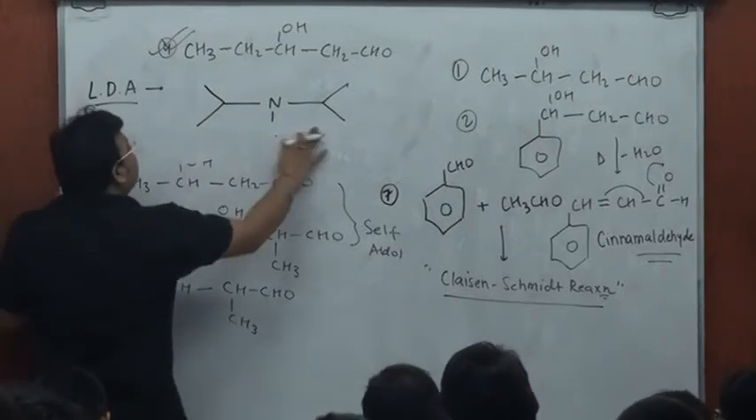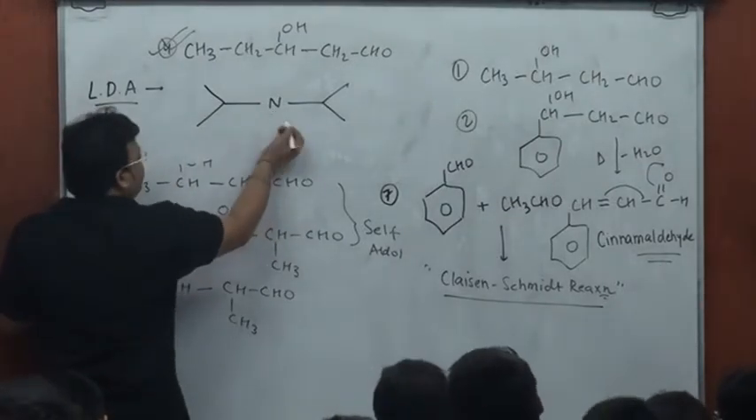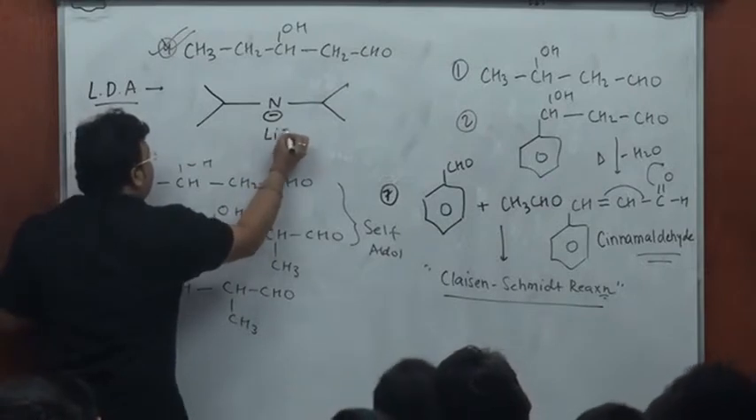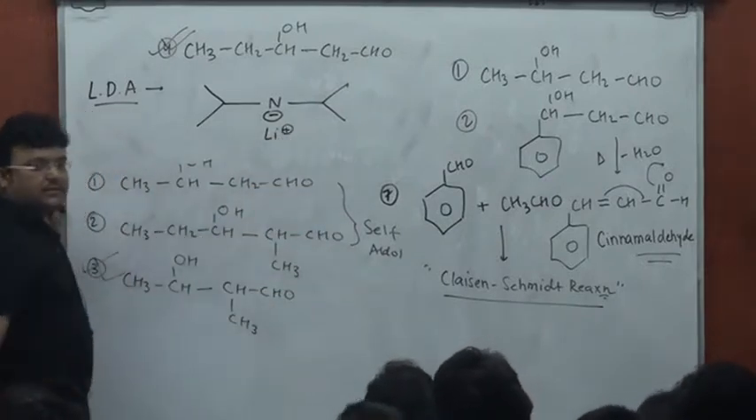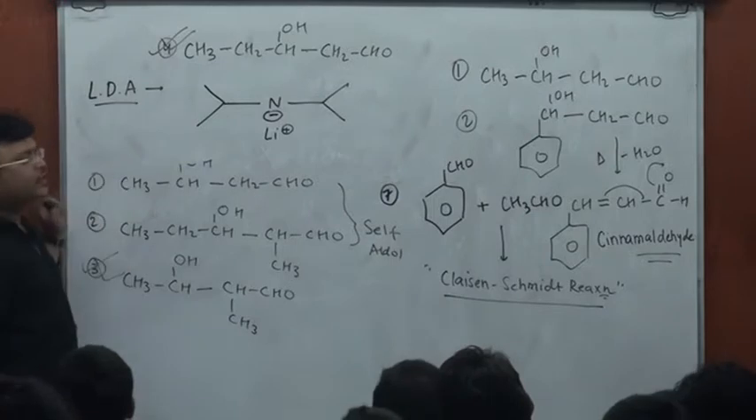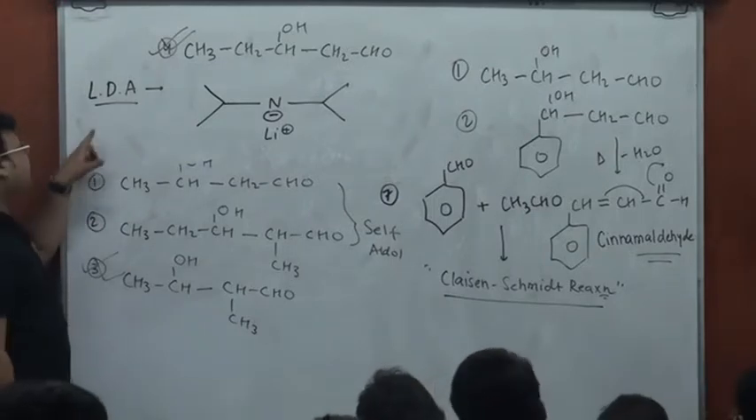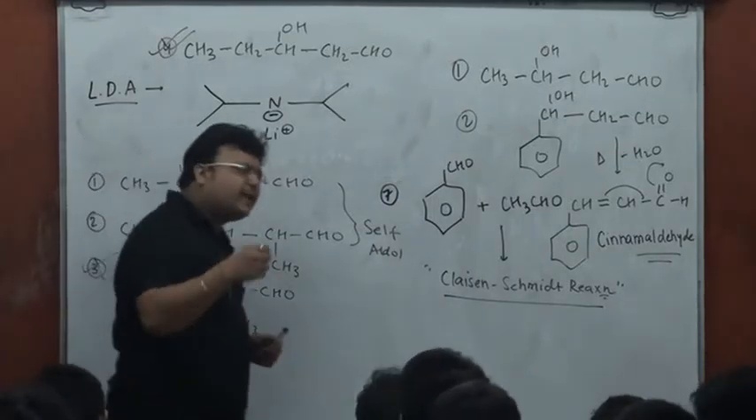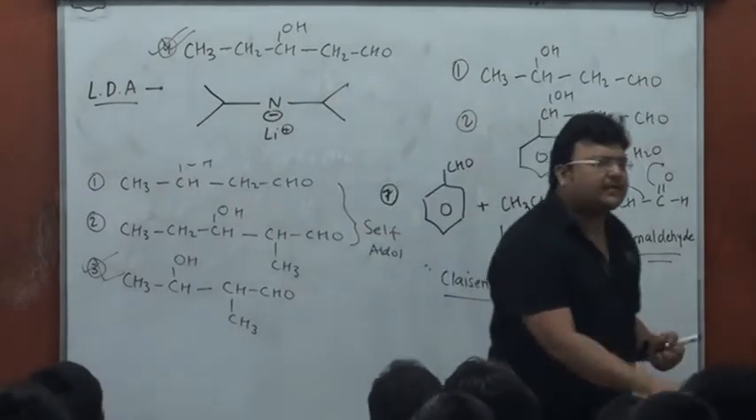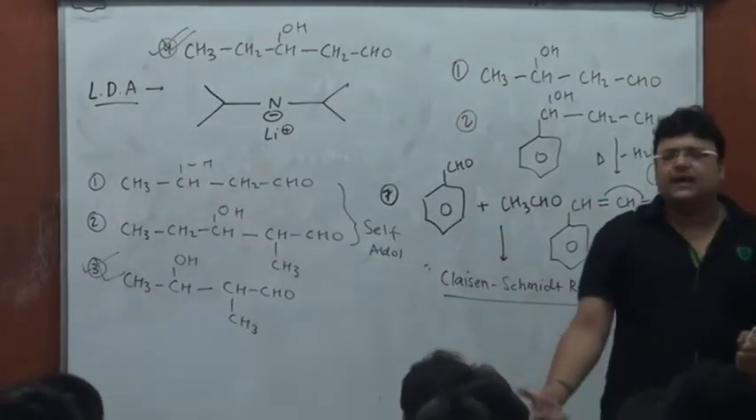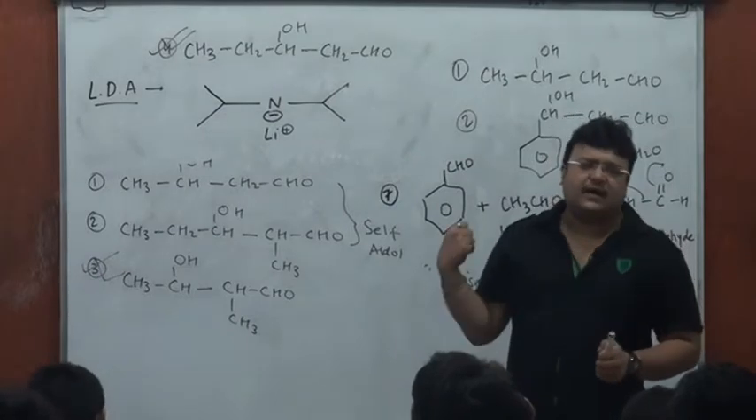So LDA, we expect it to look like, with this hydrogen gone, N minus Li plus. This is going to be the structure of LDA. Let's understand, it's going to be a very strong base, and would help us in carrying out crossed aldol. We'll see how.